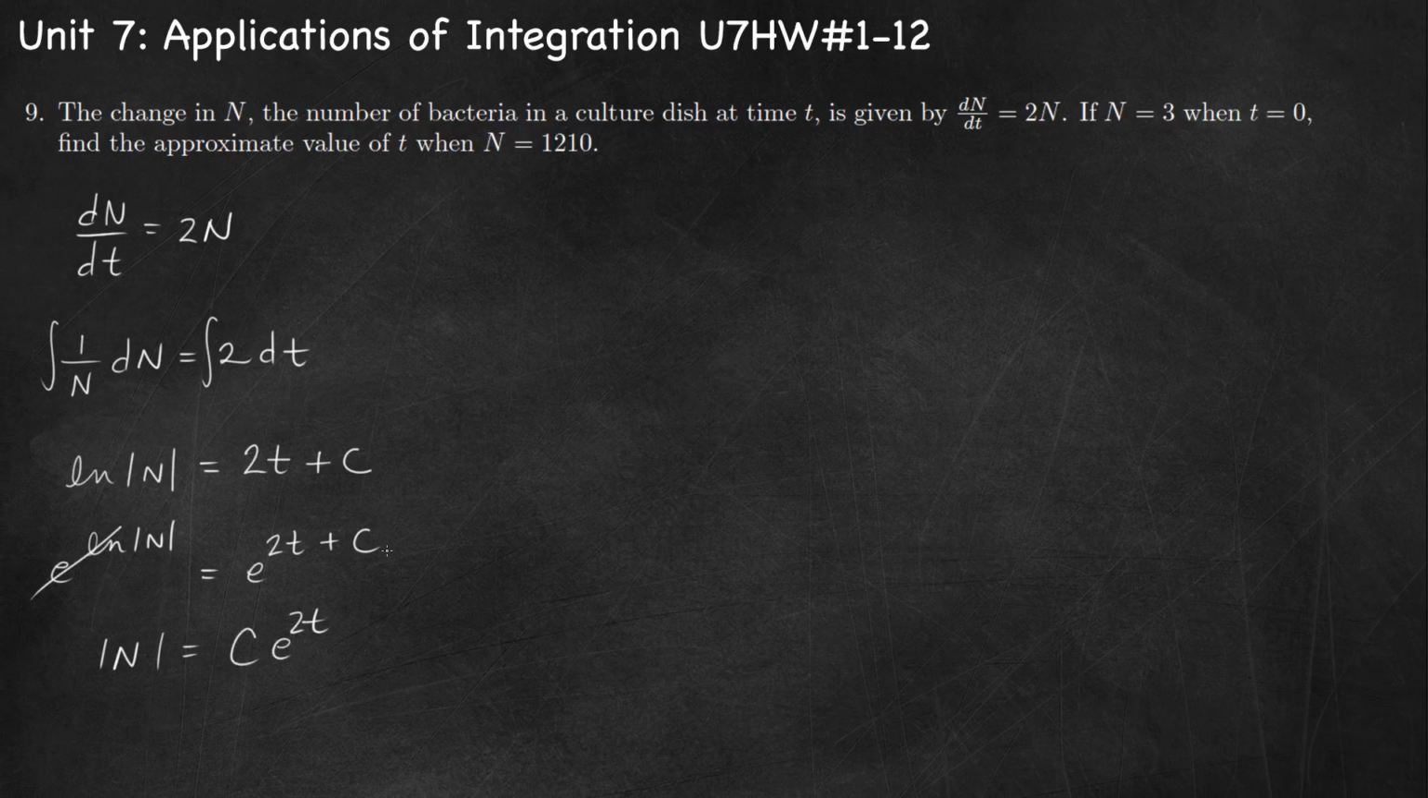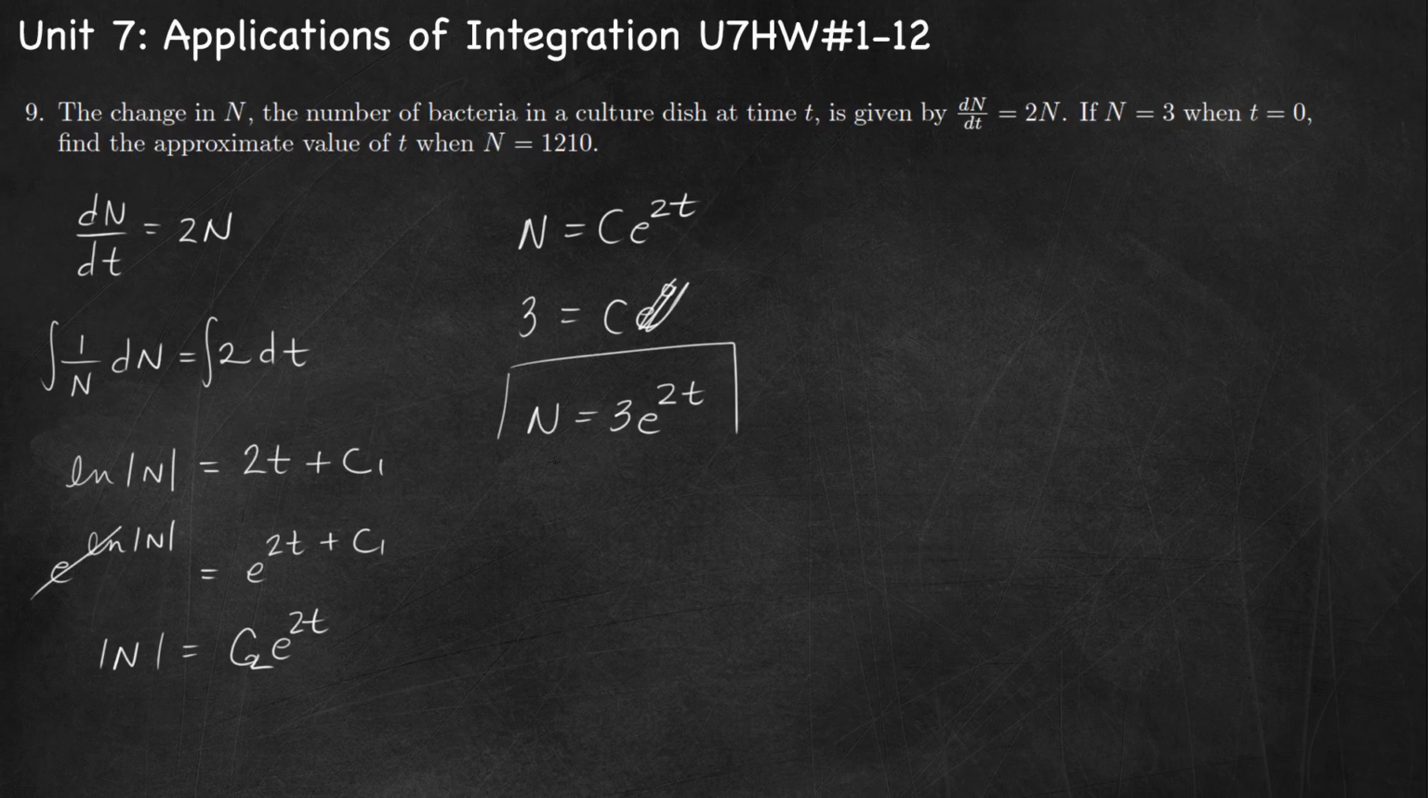This is a different c, so I'll call the old one c1. I can drop the absolute value and replace it with plus or minus. The plus or minus gets absorbed into the c on the other side. So then I have n equals ce to the 2t. Now we know n is 3 when t is 0, so we can say 3 equals ce to the 0. E to the 0 is 1, which tells me c equals 3. So my final equation is n equals 3e to the 2t.